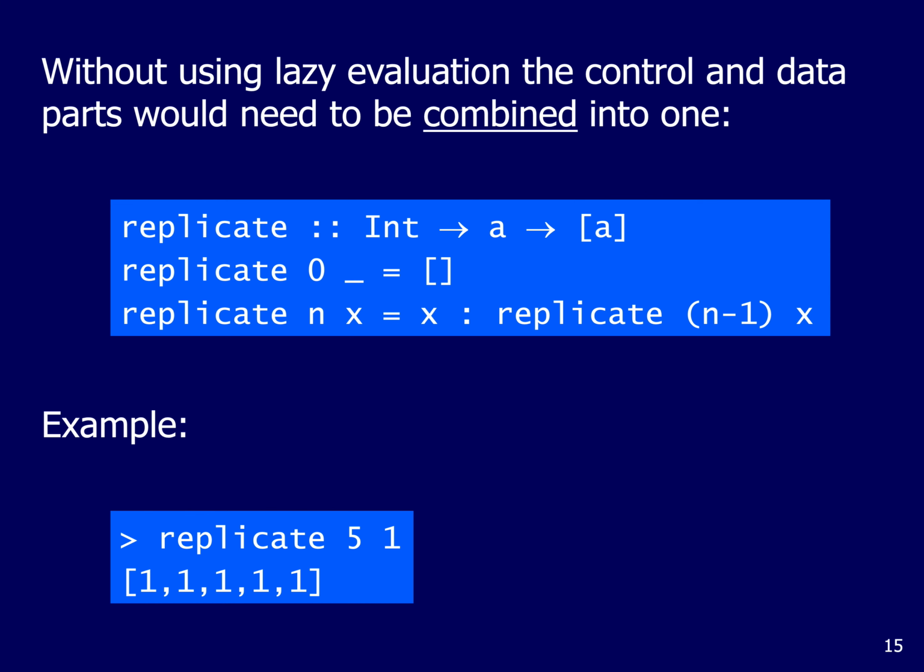In fact, if you look at the definition of replicate in the standard library, it's not actually defined in this combined form using recursion. It's actually defined by exploiting this idea of separating control and data. The actual definition for replicate is: replicate n x is take of n applied to repeat of x. And repeat of x produces a potentially infinite list of copies of x, and then the take n is going to select the first n of those.